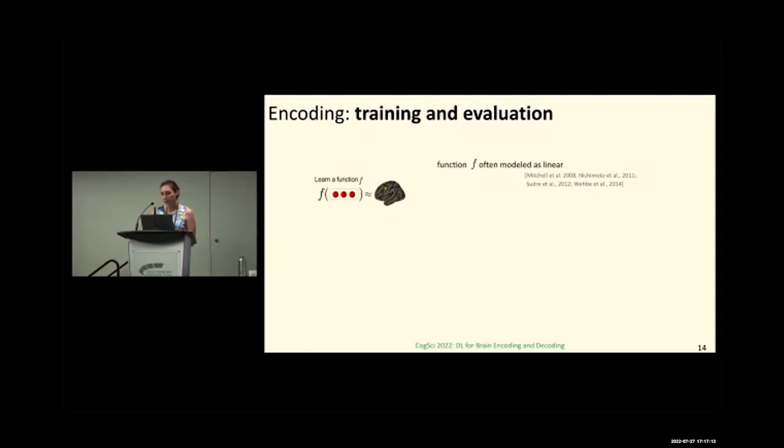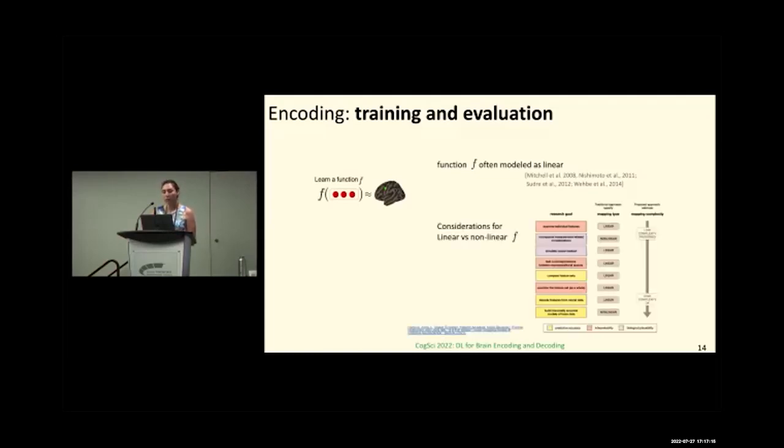But of course, people have looked into what this means. Why do we model this as a linear function? Can we use a nonlinear function f? This was most recently done by Anna Ivanova and her colleagues in an adversarial collaboration at the Cognitive Computational Neuroscience Conference. They have a really nice preprint that summarizes the choice of mapping models in the context of three desiderata: predictive accuracy, interpretability, and biological plausibility.